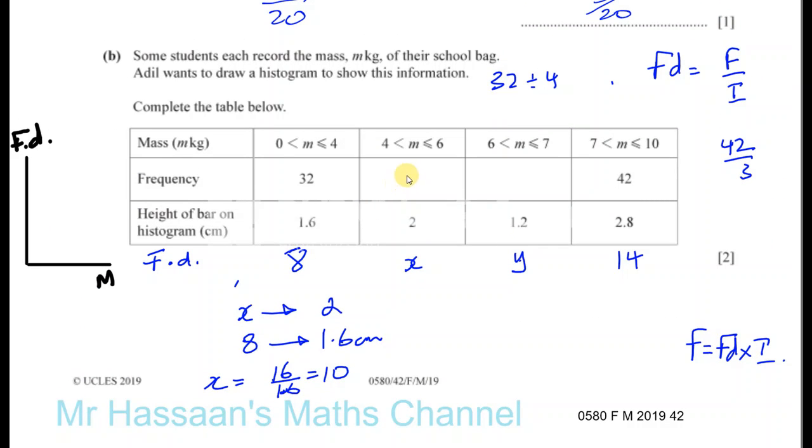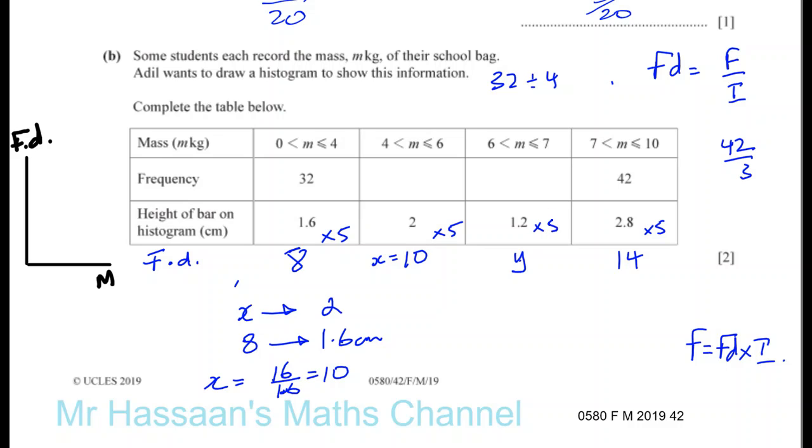So that's a 10 down here. So x is 10, that was what we called x. Now I can see that there's a proportion here. We could have worked this out before. The frequency density is always 5 times the height of the bar. See, 1.6 times 5 gives you 8, 2 times 5 gives you 10, and 2.8 times 5 gives you 14, since 5 times 2 is 10 and 5 times 0.8 is 4. So 1.2 times 5 is going to give you this.